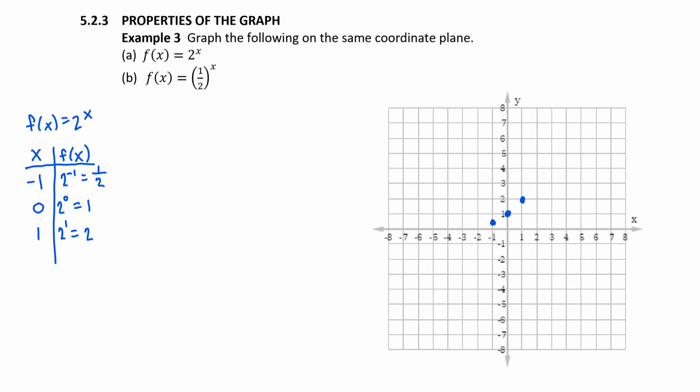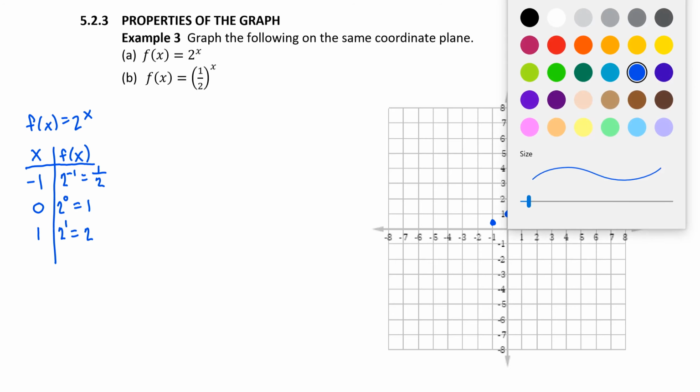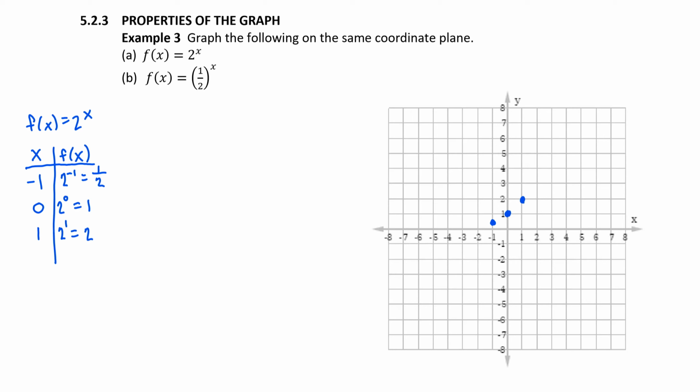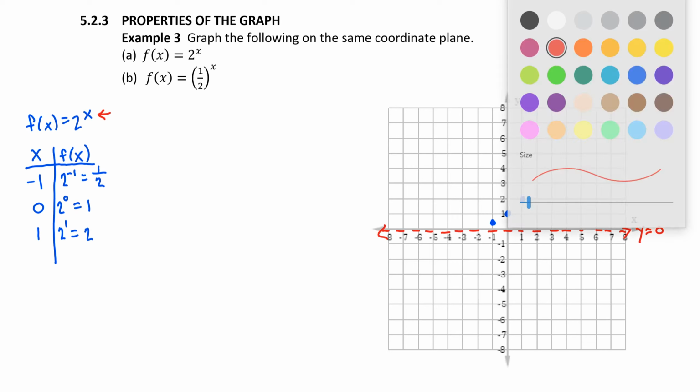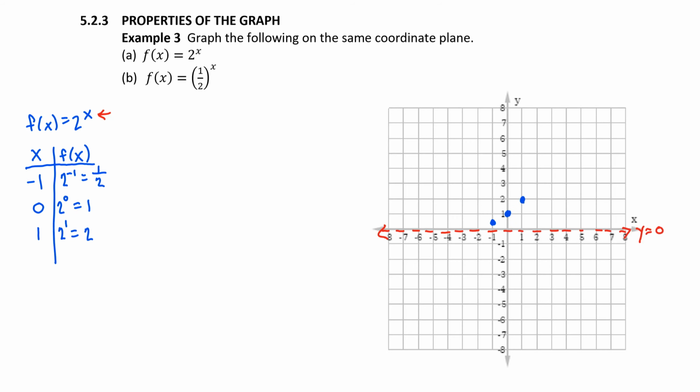Now, before we connect the dots, I want to point out an important property of an exponential graph. Notice, no matter what value I plug in for x between -infinity to infinity, 2 to the x power will never equal 0. So this function will never cross the x-axis. For that reason, we often draw a horizontal asymptote as the lower boundary line of this graph. The equation of this asymptote is y equals 0. Every exponential function will have a horizontal asymptote as part of its graph.